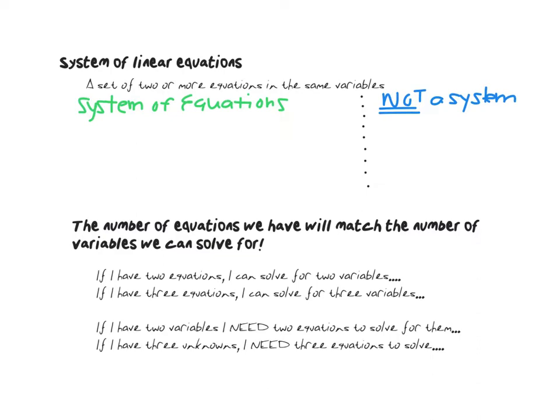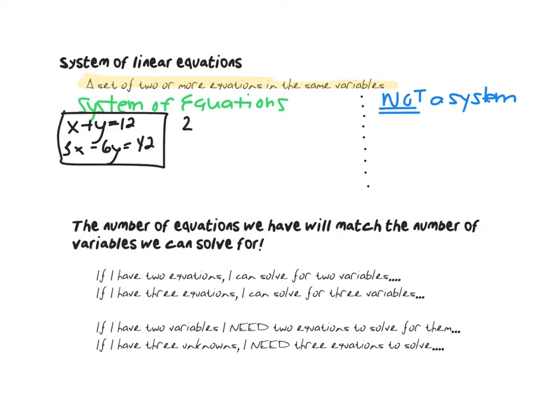So rather than just one equation, when I say a system, it's a set of equations, meaning there's going to be two or more. So a set of two or more equations, and as a qualifier, they have to be using the same variables. So just as some basic examples, something like x plus y equals 12, and 3x minus 6y is equal to 42. That is a system of equations. So there's two equations with two variables, x and y, in both of them.